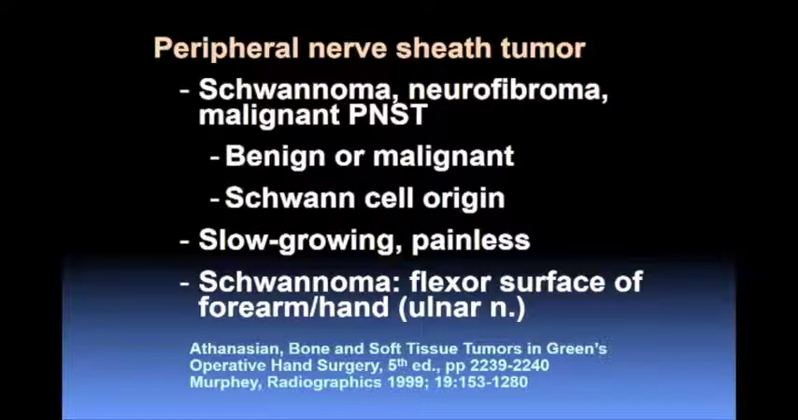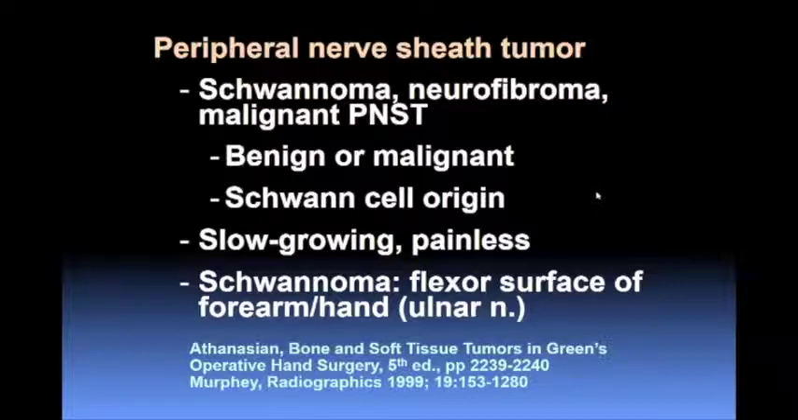Another lesion you might run into is peripheral nerve sheath tumors. These may be schwannomas, neurofibromas, or malignant peripheral nerve sheath tumors, and these are usually in the setting of neurofibromatosis. These can be benign or malignant. They're of a Schwann cell origin, and they too are slow-growing and painless. So what might help you to discern these is look for that entering and exiting nerve.